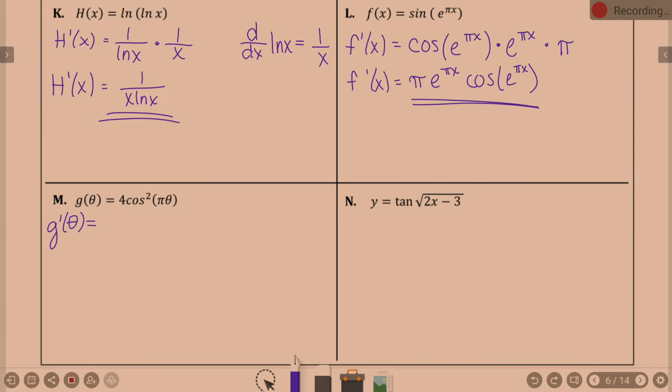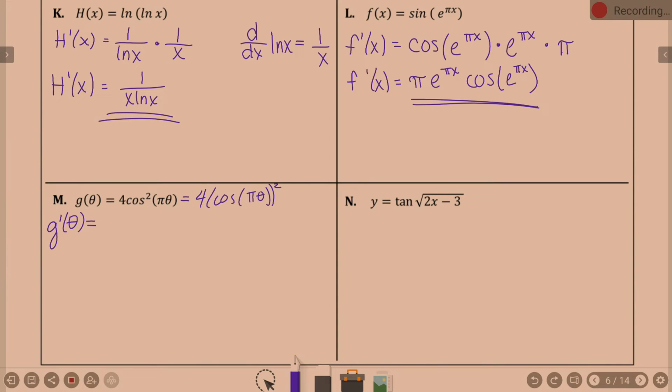Honest to God, I would just write 4 cosine squared of pi theta. If you need it, this is 4 times cosine of pi theta, and it's the cosine squared, right? So 4, that's just me taking that squared out if you need that visual. Okay, so what is the outside function? Something being squared. How do I do the derivative of something being squared?